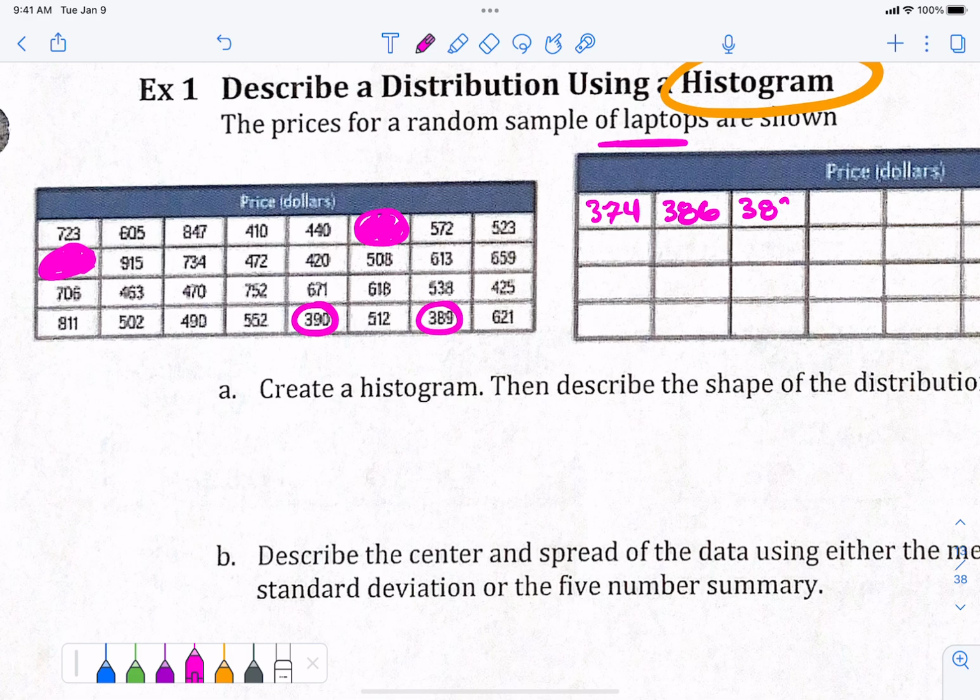This is the easiest way I've found to do it. So circle all the 300s and then put those in order. Then we're going to go through and circle all the 400s and put those in order, right? Okay.